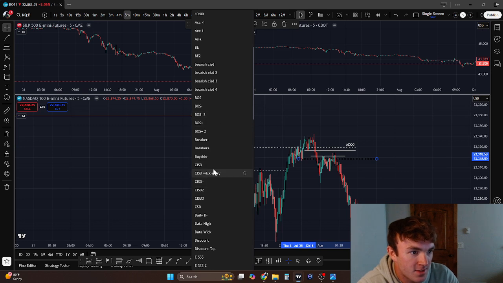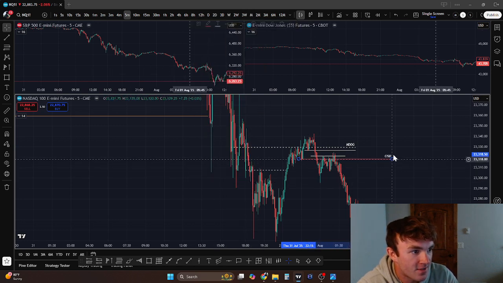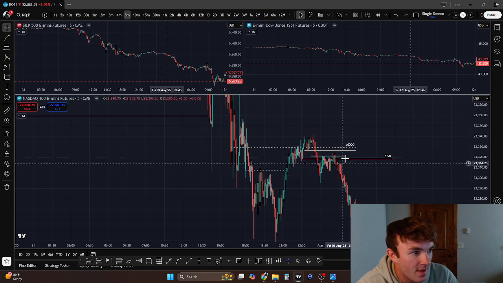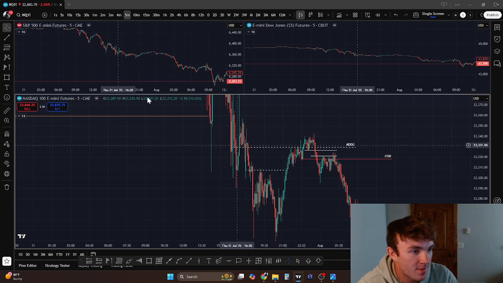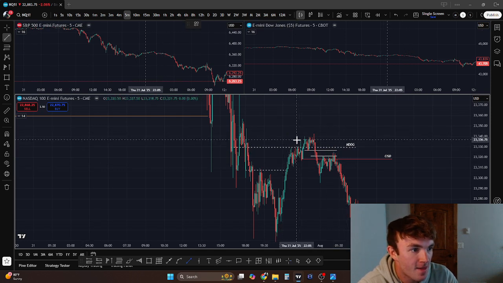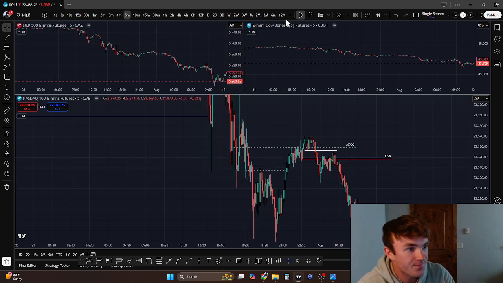So here you can see there's our 5 minute change state delivery and fair value gap right here, 2022 fair value gap. So liquidity sweep of this high, break of structure, and then fair value gap, and also change state delivery.